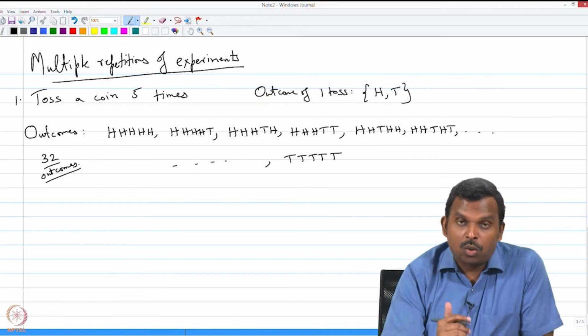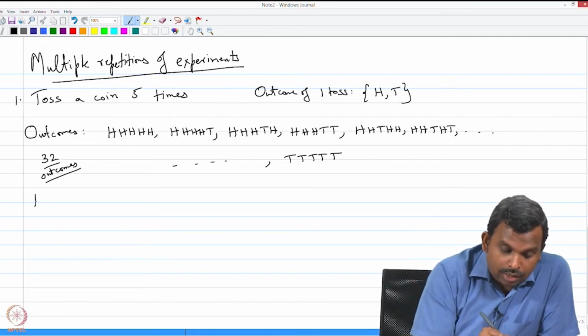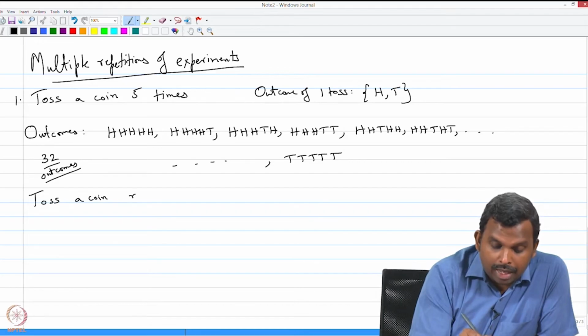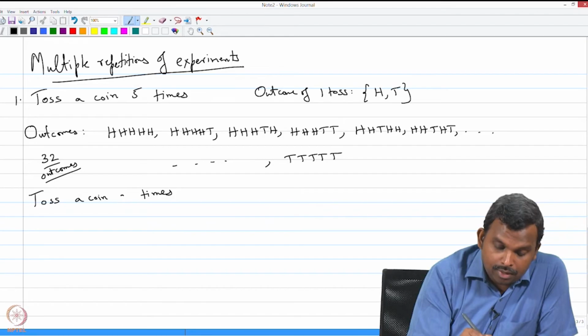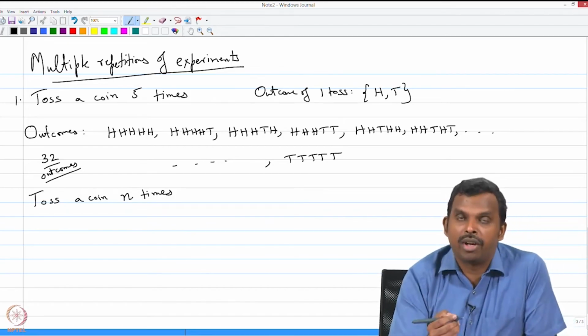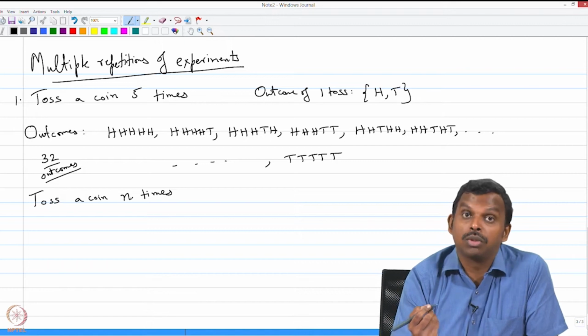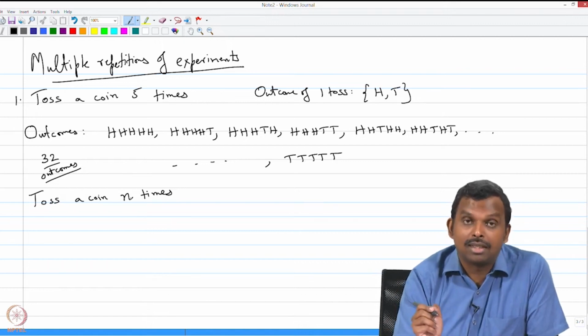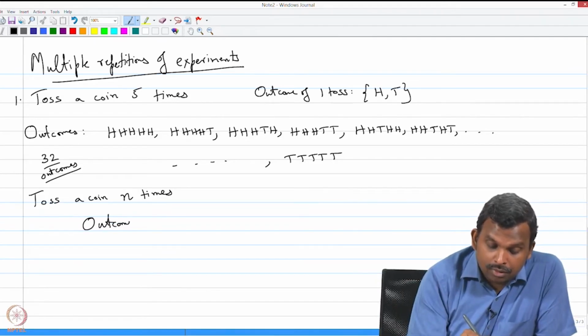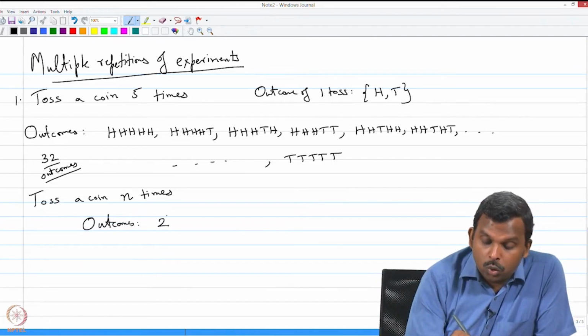Now let us generalize a little bit. Let us say I toss a coin n times. What is this n? This n is some number. It could be 5, it could be 50, it could be 5,000, whatever. Whatever the number is, that is n. How many possible outcomes are there? There are 2 power n possible outcomes.